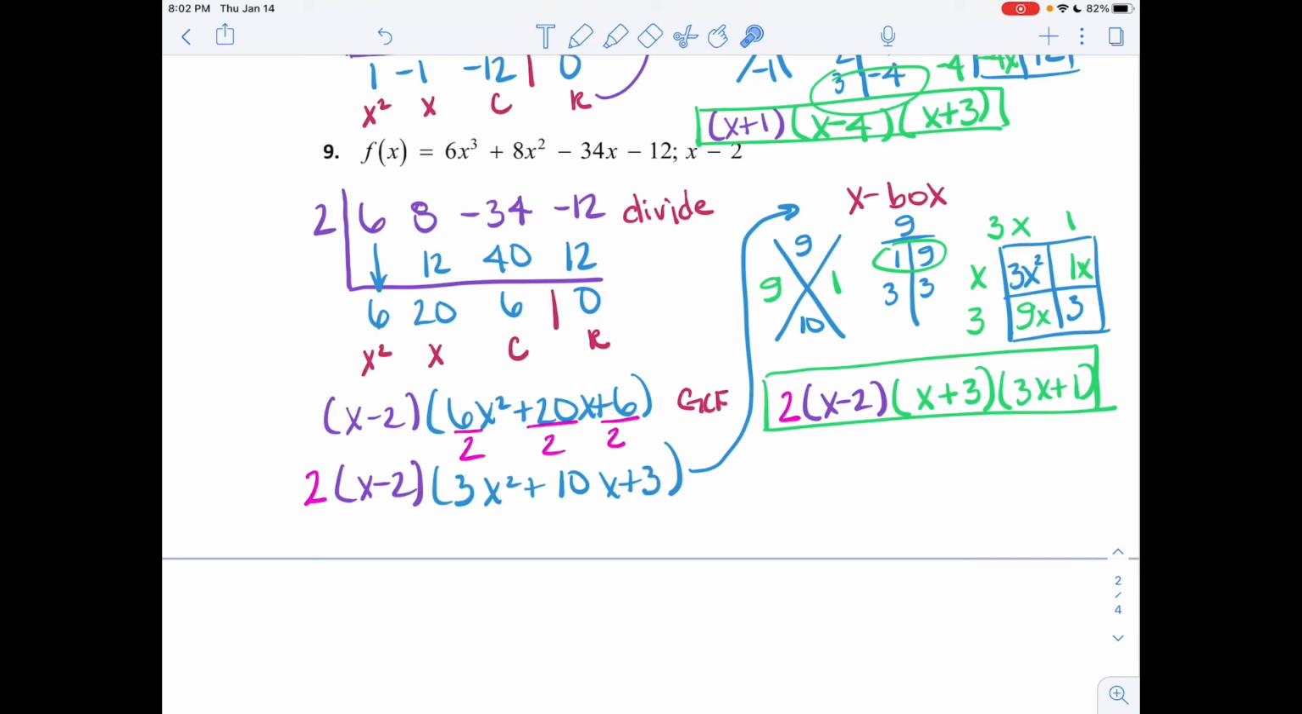3 times 3 gives me this top number of 9. 10 goes in the bottom. Do a little t-chart if you need it. You might not need it for this one. It's kind of small. But my factors are 9 and 1.